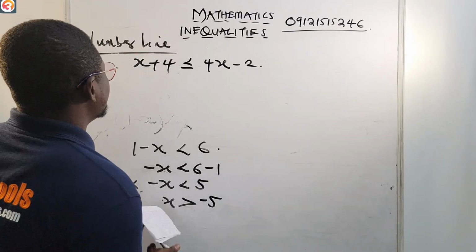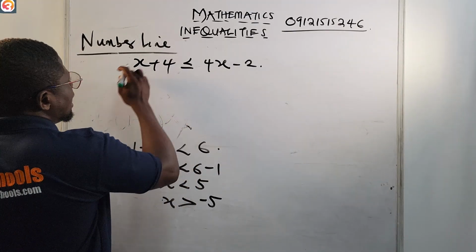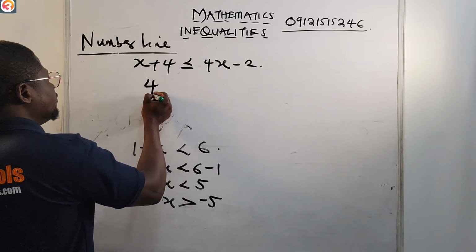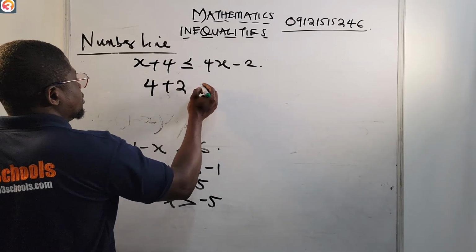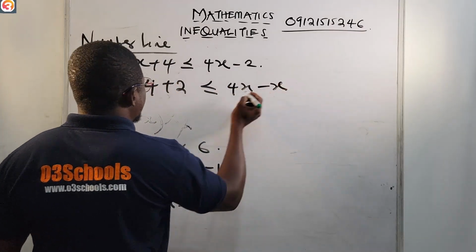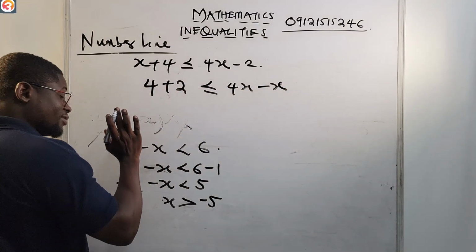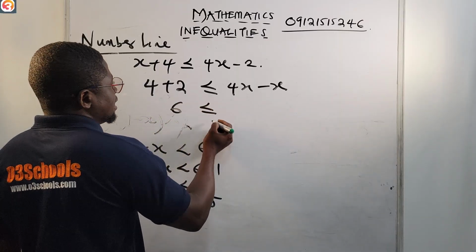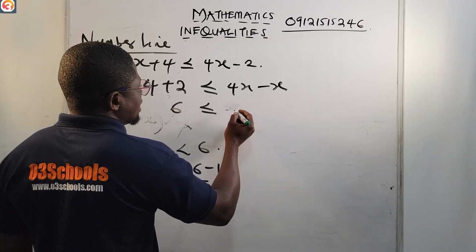Now let us solve this. Collect like terms. Let x go there, let minus 2 come in. So I have 4 minus 2, crossing turns to plus 2, greater than 4x. x is crossing, turns to what? Minus x. You see the way I'm solving? This is something a WAEC or JAMB student can do in the hall. So I have 6 less than or equal to 4x minus x, which is what?